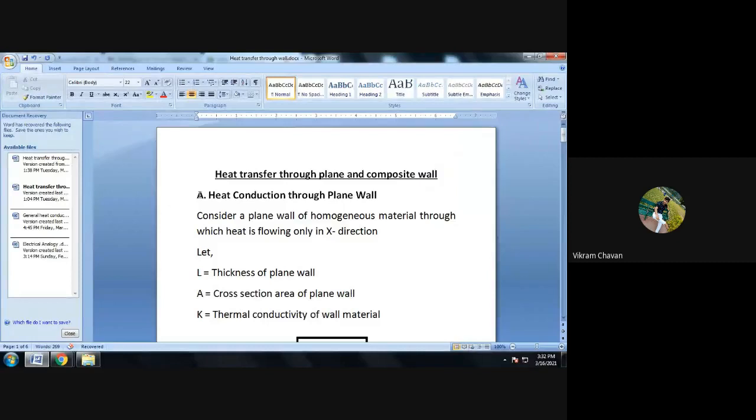Consider part A. Out of that, part A is heat conduction through plane wall. Write down: consider a plane wall of homogeneous material, through which heat is flowing only in X direction.